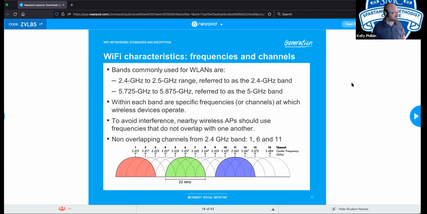All right, so next. So 1, 6, and 11, those are your 3 non-overlapping channels. Definitely remember that.